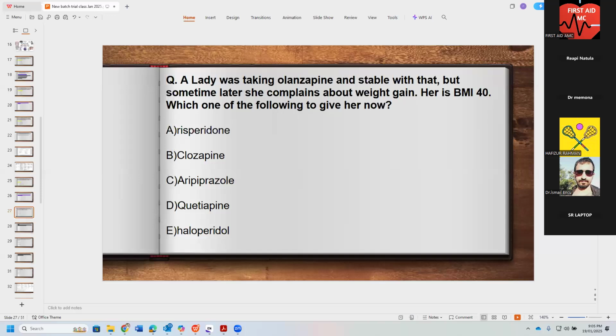Alrighty. I'm going a bit fast now because we're a bit short on time. A lady was taking olanzapine and stable with that. But sometime later, she complains about weight gain. Her BMI is 40. Which one of the following would you give her now? Risperidone, clozapine, aripiprazole, quetiapine, or haloperidol? Okay, this is a bit of a tricky question. Let me open something that can help you guys decide.